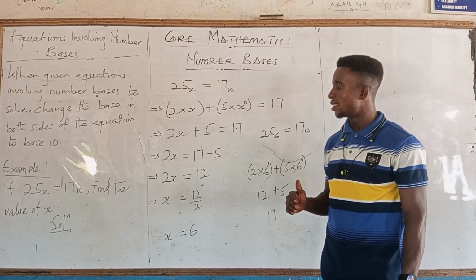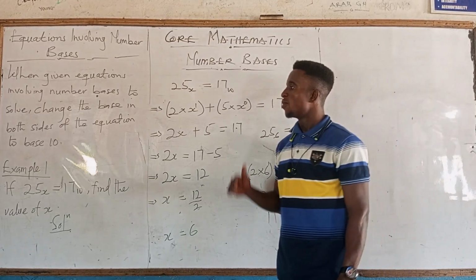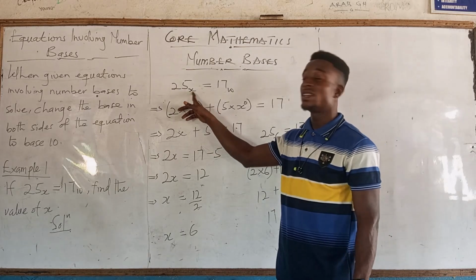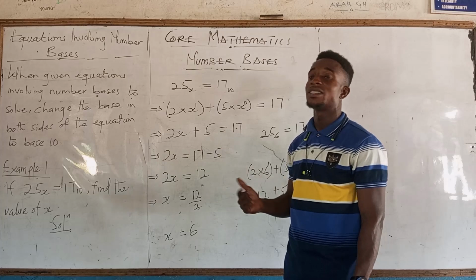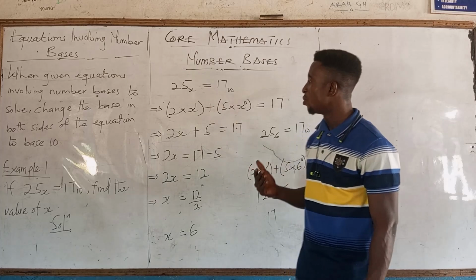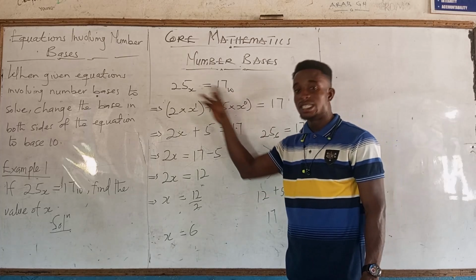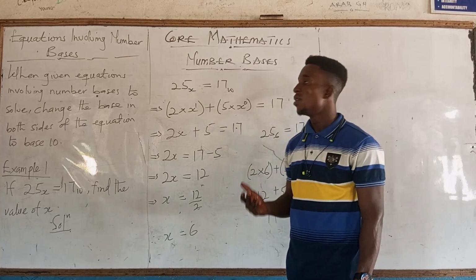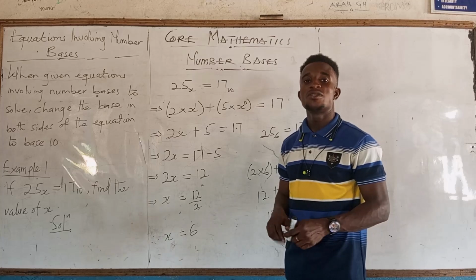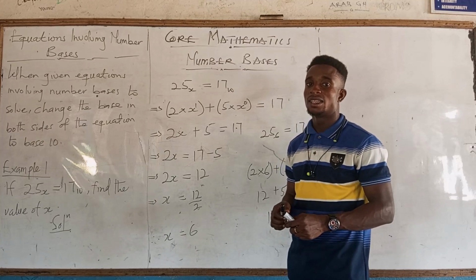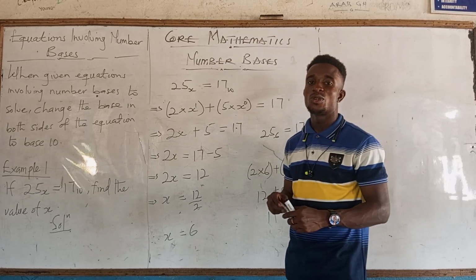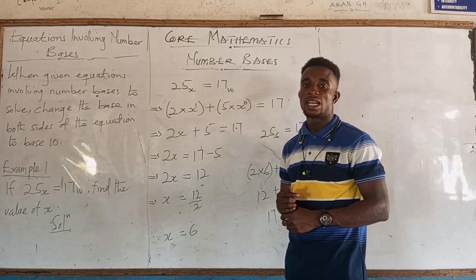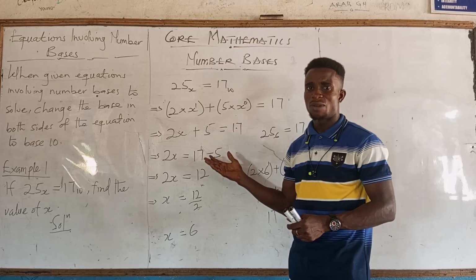So what I said is that whenever you are given equations involving number base, because here the unknown is the base, that is why we are saying equation involving number base. Or even when we are having other bases in the equations, what do we do? We change both sides of the equation to base 10. All other bases we change to base 10. Then we solve it either linearly or quadratically. Are we getting that? That's all that we did here.